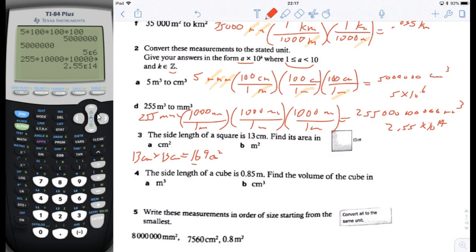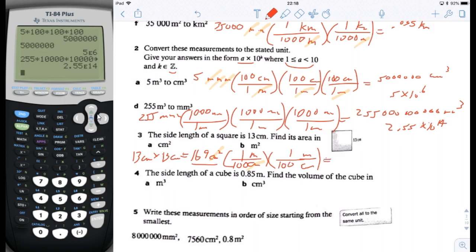Then I want to change 169 centimeters squared to meters squared. So what I'm going to do is multiply by 2 dominoes. The dominoes are going to have centimeters on the bottom and meters on top, because we want to cancel the centimeters with the centimeters in the bottom, and we want to leave meters. So the number here is going to be 100 centimeters and 1 meter on top.